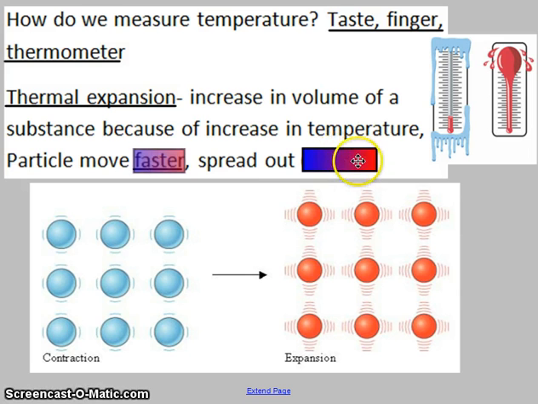Thermal expansion is the increase in volume of a substance because of an increase in temperature. Particles move faster and spread out or expand. You can see that in the picture below. As the blue dots expand, they get further apart. A thermometer works on this principle.